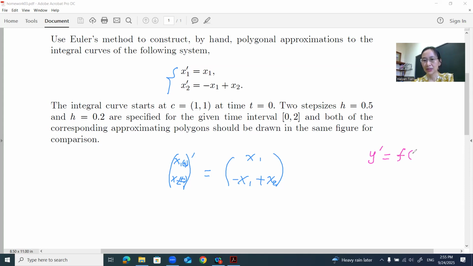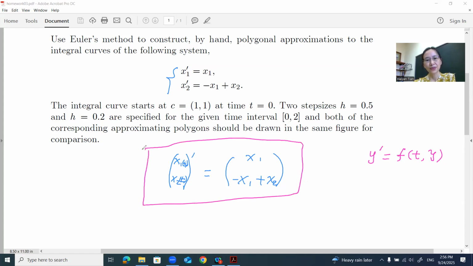This can be time dependent or time independent. But this right-hand side is denoted by this f, which might depend on t and y. Okay, so this is the form, and we realize the given problem is just that form.